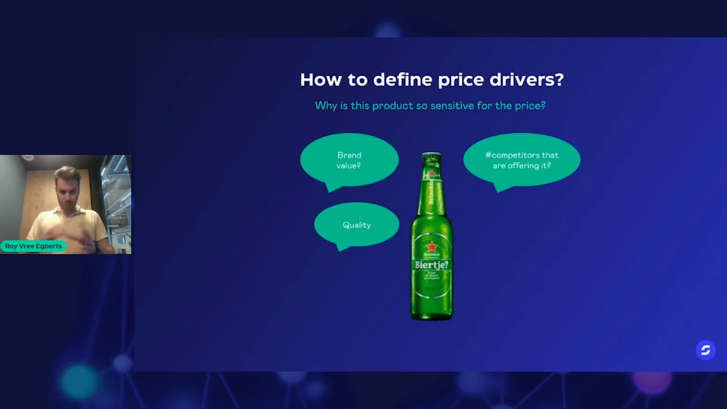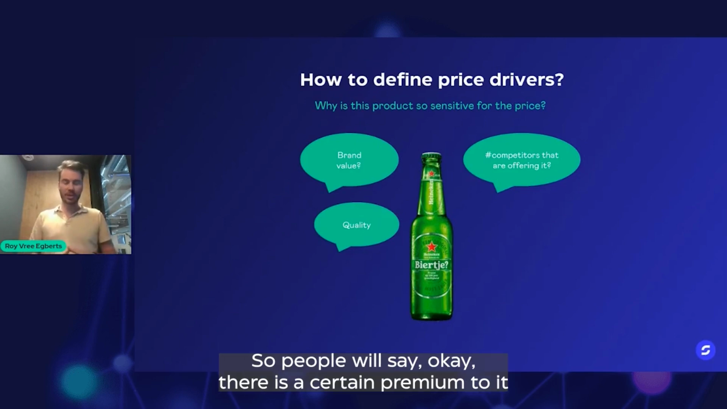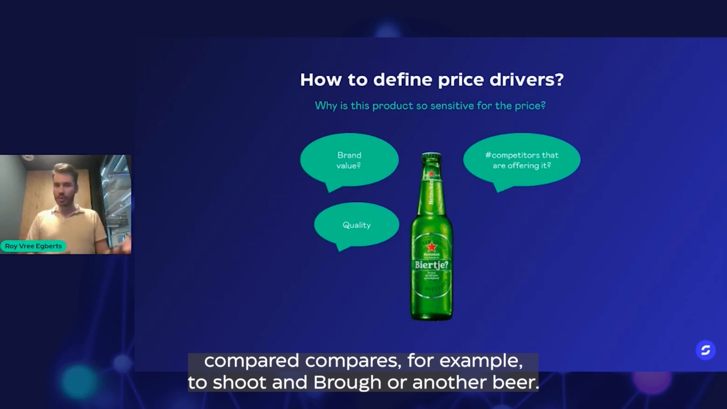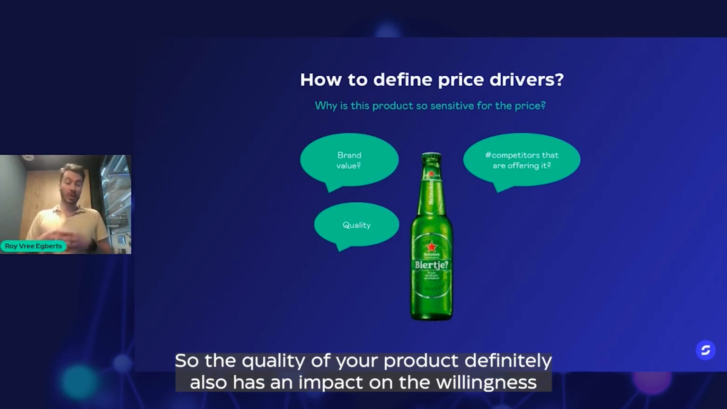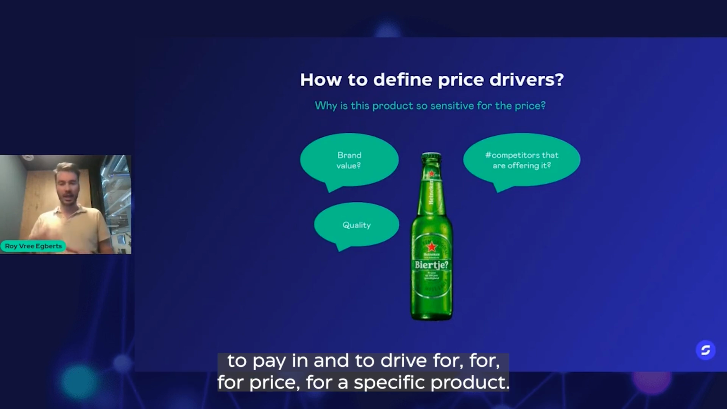Another one, of course, is quality. So Heineken, some will discuss this, but it's a premium pilsner. So people will say, okay, there is a certain premium to it compared, for example, to Schultenbrouw or another beer. People are willing to pay for quality. So the quality of your product definitely also has an impact on the willingness to pay and the driver for price for a specific product.